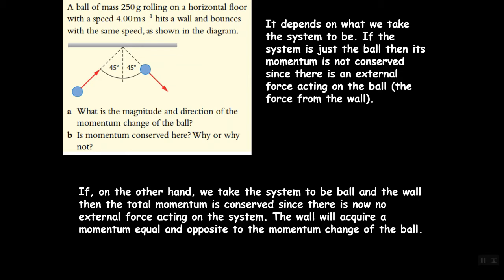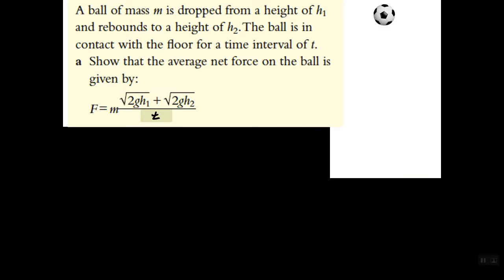If, on the other hand, we take the system to be the ball and the wall, a closed system of the ball and the wall, then the total momentum is conserved, since there is no external force acting on the system. The wall will acquire a momentum equal and opposite to the momentum change of the ball, an action and reaction pair here. Question 3. A ball of mass m is dropped from a height of h1 and rebounds to a height of h2.